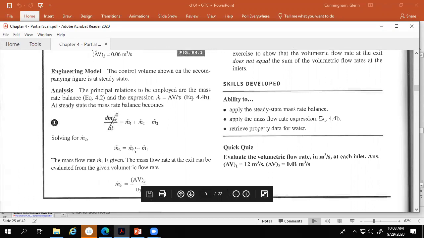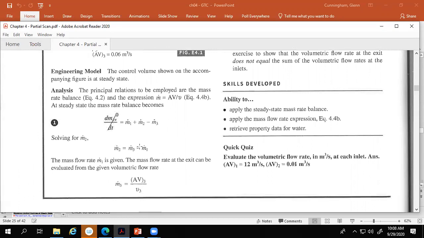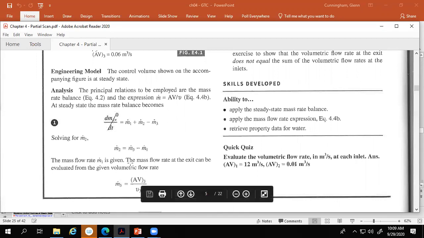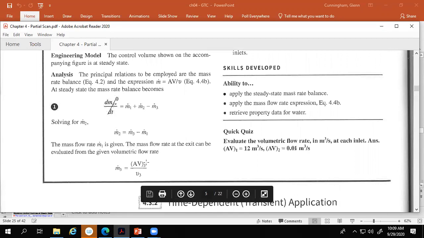It has to be. Well, that simplifies everything. So then you can solve for m dot 2, whichever one you want to find in terms of the other two. So you've got m dot 2 is equal to m dot 3 minus m dot 1. And here's this relationship between mass flow, volume flow, and specific volume. So m dot 3, and remember, that's cross-sectional area, normal average velocity, and specific volume.